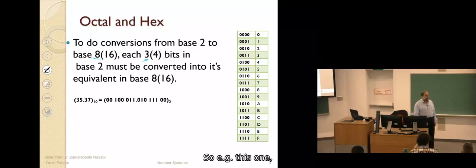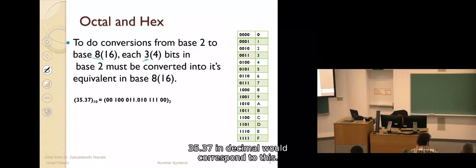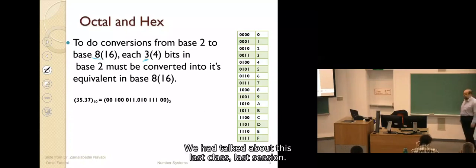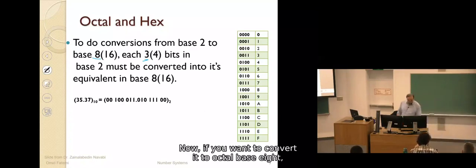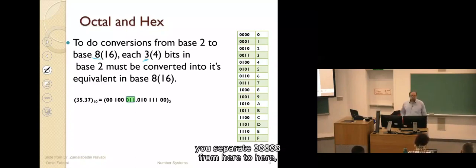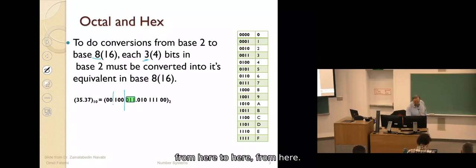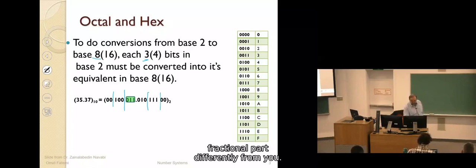Okay, so for example, this one. We have already seen 35.37 in decimal, which would correspond to this. You could convert it right now. We talked about this last session. Now, if you want to convert it to octal, to base 8, you separate 3 bits from here, 3 from here, 3 from here, the integer part separately, the fractional part separately.